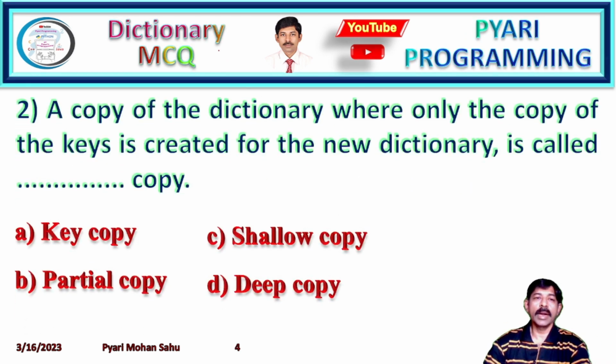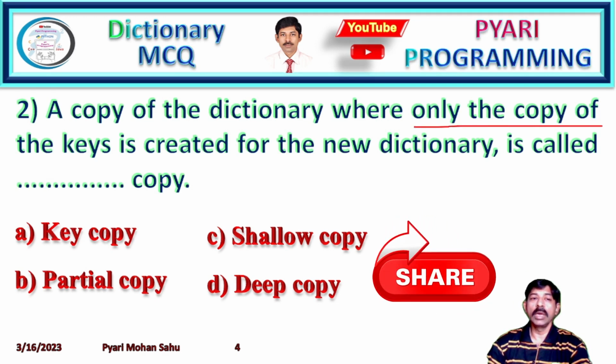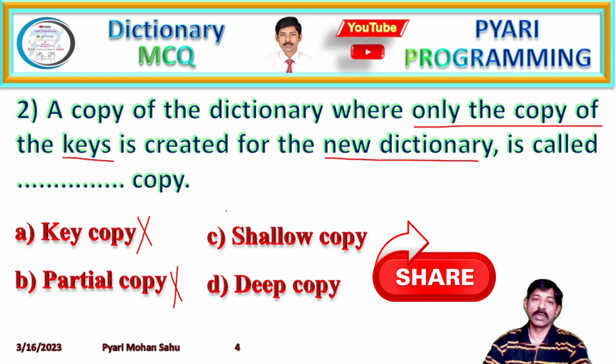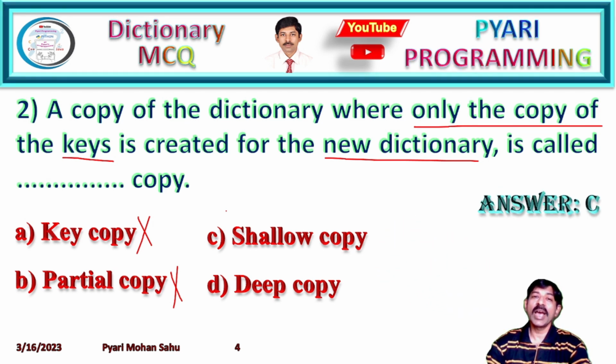Next question says that a copy of the dictionary where only the copy of the keys, that means we have to emphasize the key points, only the copy of keys is created for new dictionary is called dash copy. Now we have two different type of copy, that is your deep copy and shallow copy. If you know this, obviously these two options are invalid. Now out of these two we have to find it out which one is the answer for this. It is talking about only the copy of the keys. That means it must be your option C, that is your shallow copy.